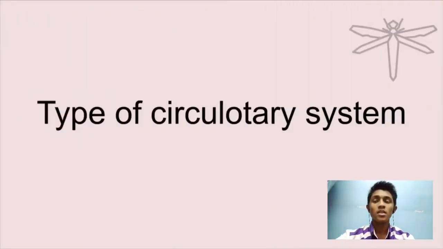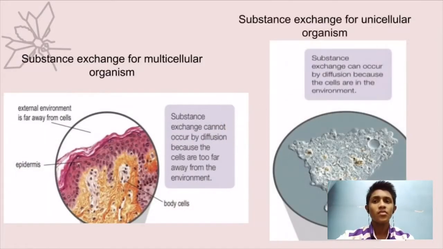Types of circulatory system. There are two types of circulatory system: multicellular organism and unicellular organism. Substance exchange for multicellular organism cannot occur by diffusion because the cells are too far away from the environment. Substance exchange for unicellular organism can occur by diffusion because the cells are in the environment.